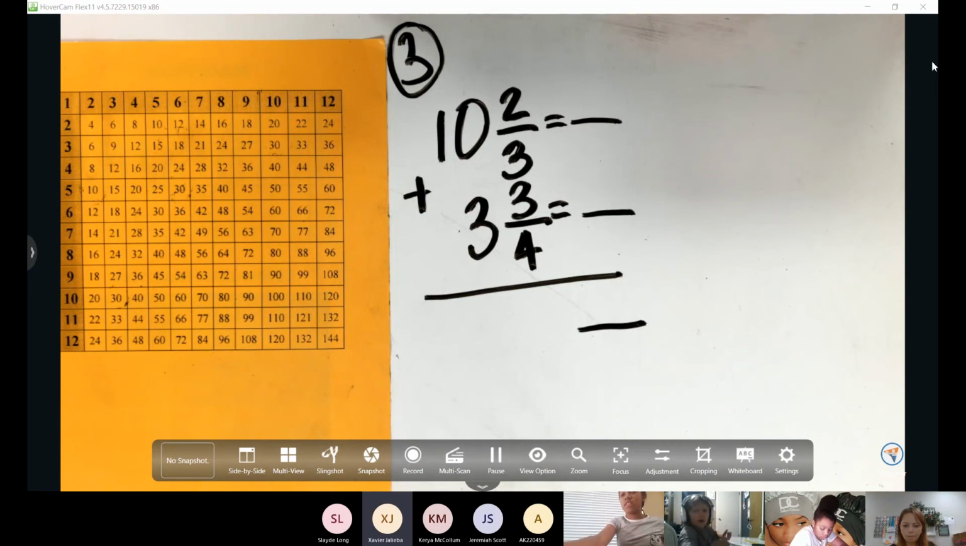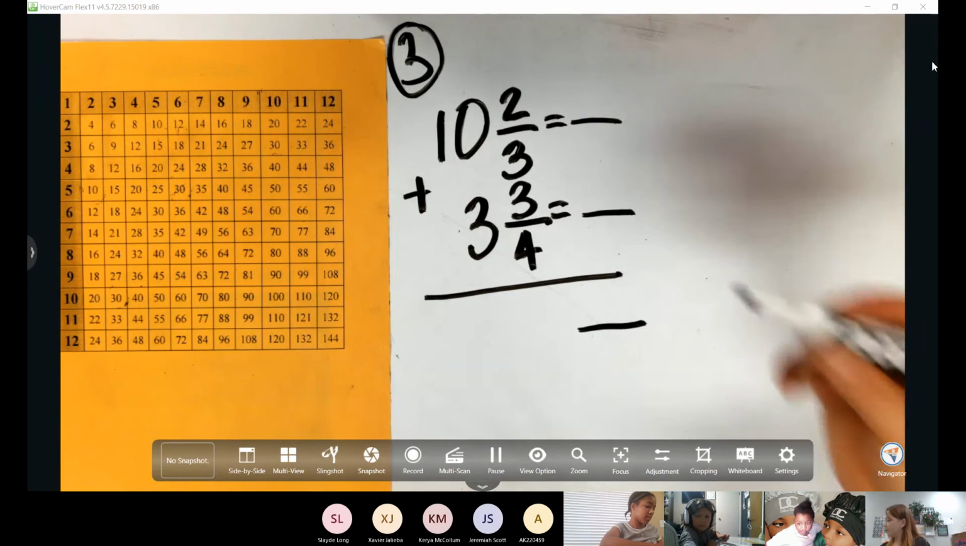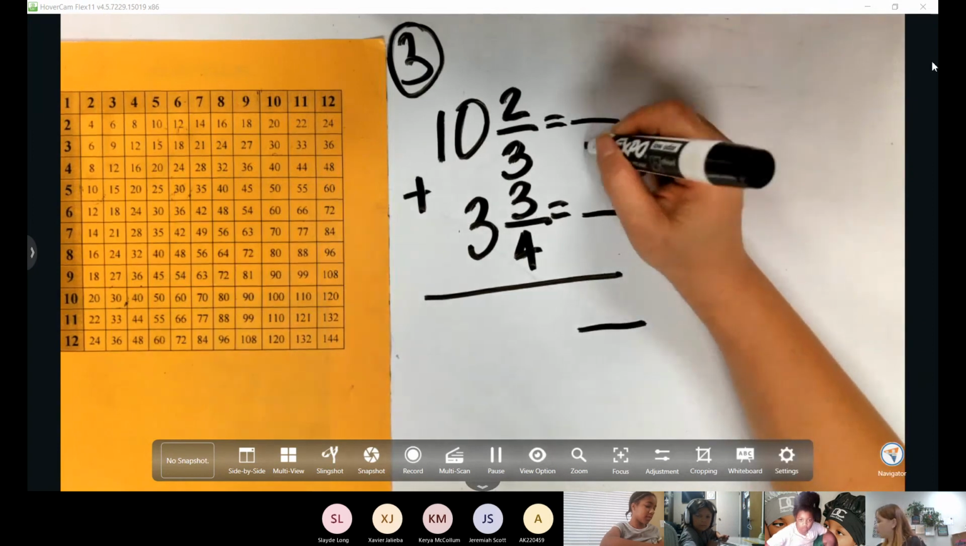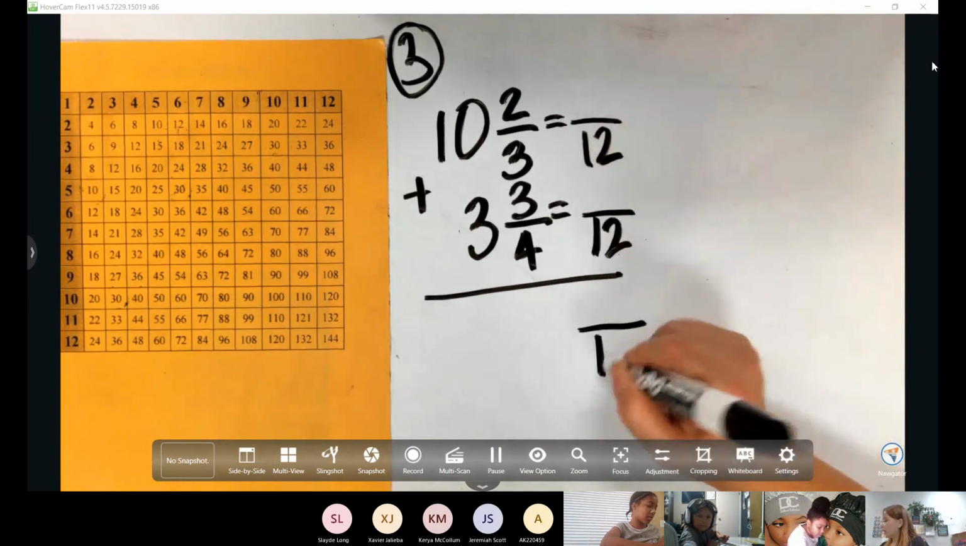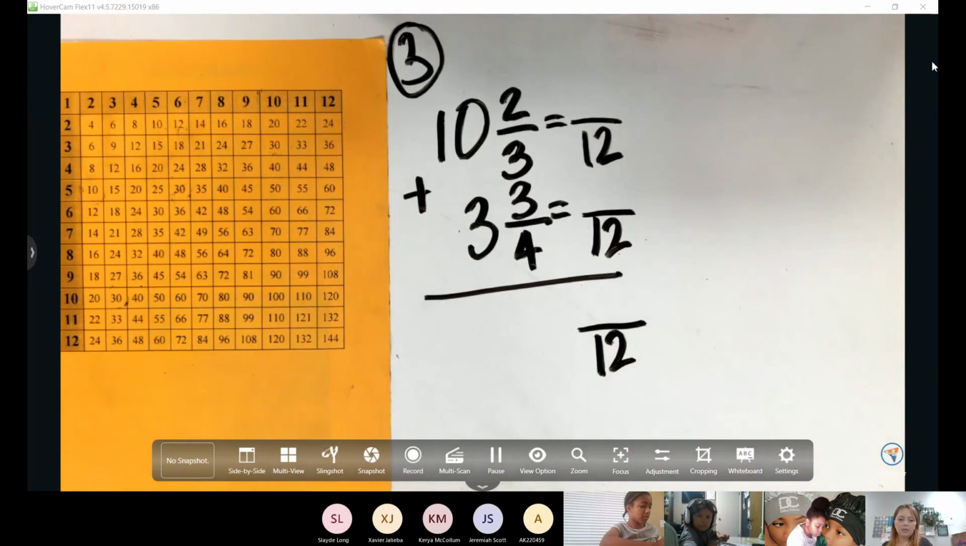I do. Who just said I do? Me, Kennedy. Okay, go ahead, Kennedy. In the three and four, we can multiply 3 and 4. Yeah, so what's that going to give you? 12. Okay, so what Kennedy is saying is that we have to find that common denominator.